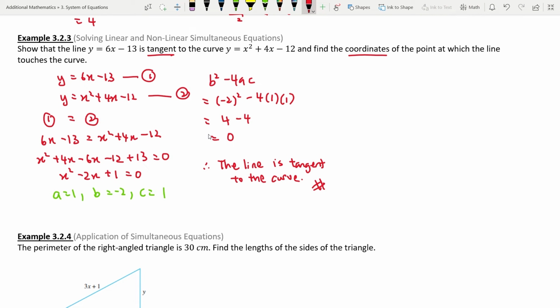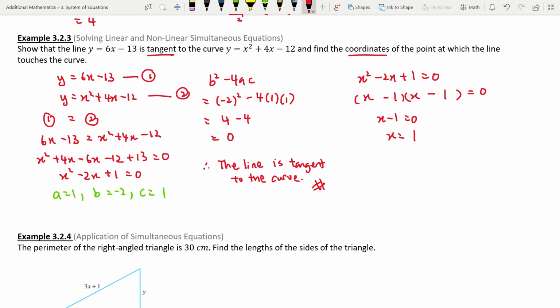Then we are asked to find the coordinates of the point where the line touches the curve. That means we need to continue to solve the equation. x squared minus 2x plus 1 is equal to 0. We factorize the equation. x squared, there's only one combination, x and x. 1, there's only one combination, 1 and 1. In order to get a negative 2x, we minus 1x, minus 1x. And we let the equation become 0. Therefore, x minus 1 is equal to 0. x is equal to 1.